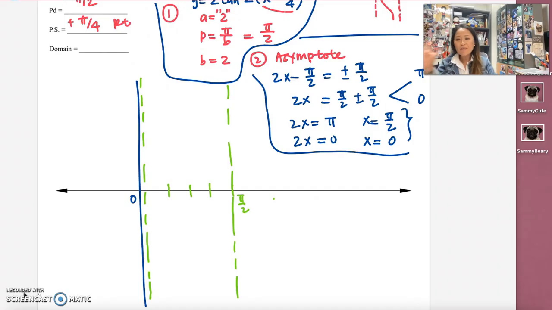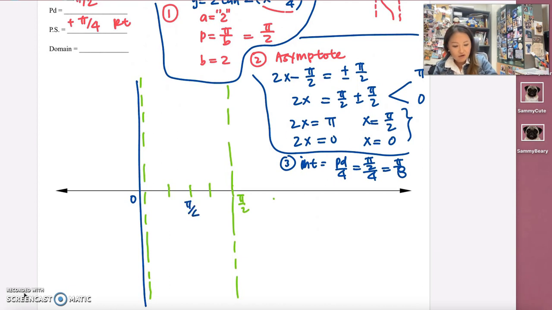Now, if all that math is hard for you, then you have to do the third step. The third step is going to be your interval. Your interval is basically your period divided by 4. My period is pi over 2 divided by 4, which is pi over 8. It's a little bit tricky, but don't worry, it's not, because I think you know half of pi over 2 is pi over 4, right? And if you change pi over 4 to denominator pi over 8, then you could actually do it that way.